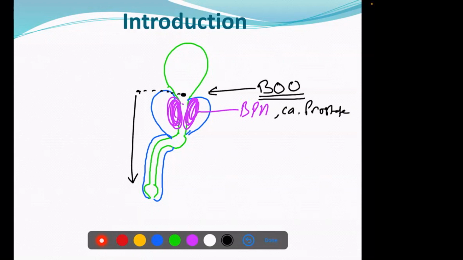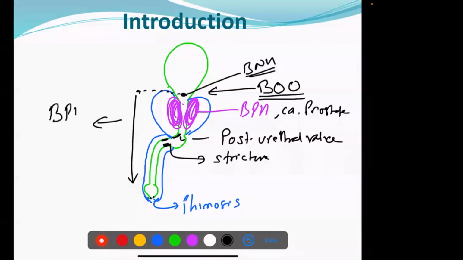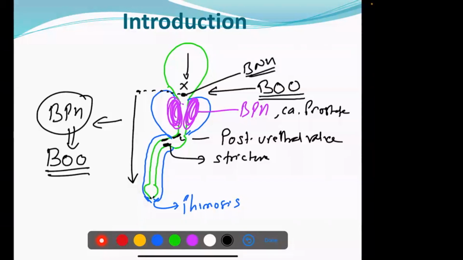There could be a congenital valve. There could be stricture urethra, narrowing of the urethra. There could be phimosis, narrowing of the prepuce. These are the common causes of bladder outlet obstruction in males. Among these causes, the most common cause is BPH in elderly males. Whenever there is bladder outlet obstruction, it produces some features, and that is known as LUTS.